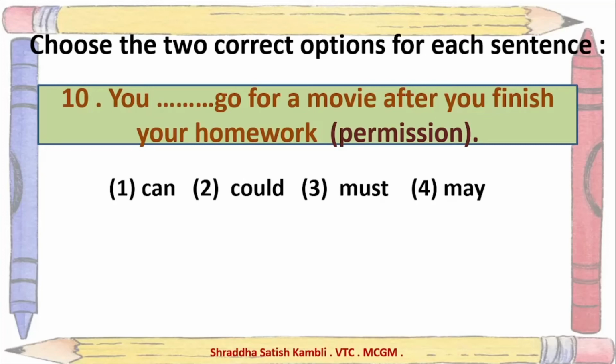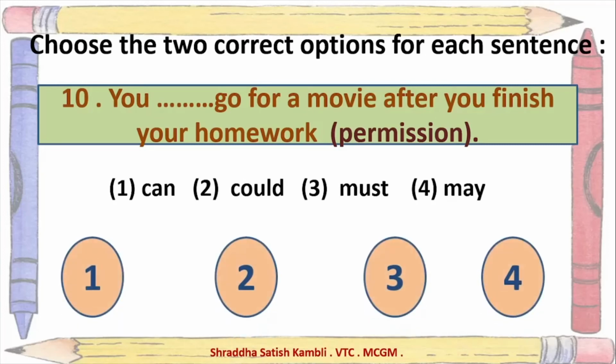You can go for a movie, you could go for a movie, you must go for a movie, you may go for a movie. So you can say you can go for a movie after you finish your homework, or you can also use the word may. You may go for a movie after you finish your homework. So when we say may, when we say can, we are talking about permission.